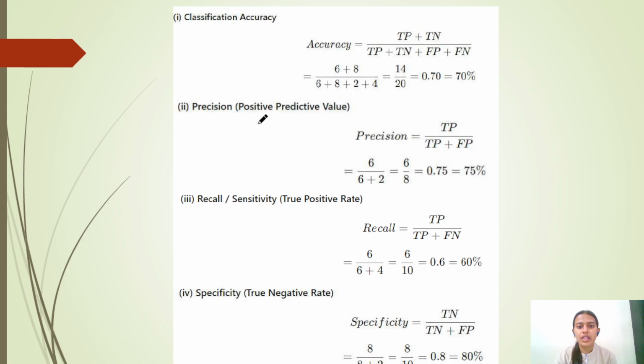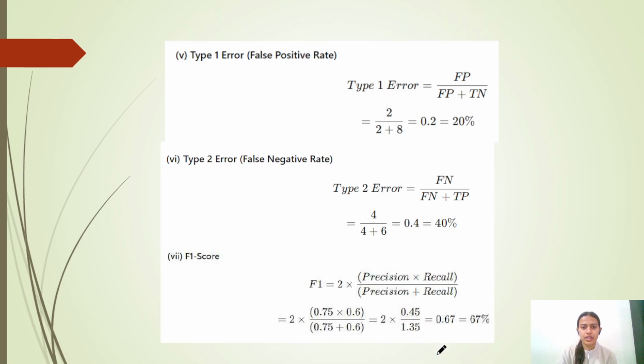Precision is nothing but the positive predicted value. So TP upon TP plus FP, which will be 0.75, 75% precision. Recall and sensitivity are both the same. So recall is equal to TP upon TP plus FN. We will get 0.6, which means 60%. Specificity, the true negative rate. So specificity is TN upon TN plus FP. We will get 0.8, which is 80%.